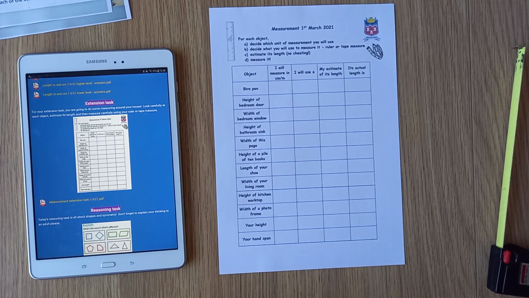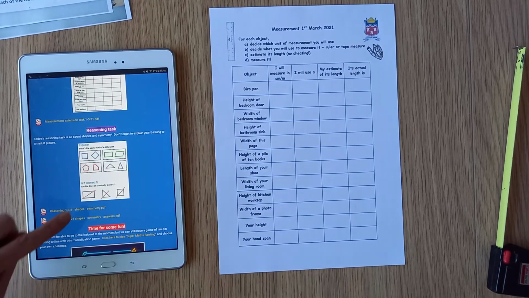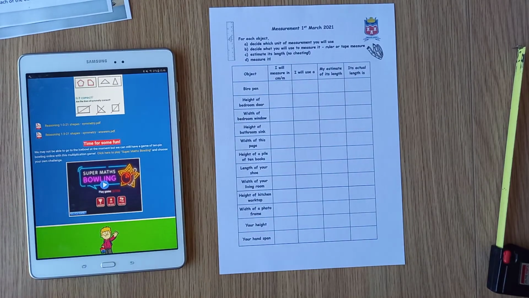Once you've had a go at your measure activities, then there's a reasoning challenge for you to have a look at. You've got some questions to do with some shapes, telling us what's the same and what's different, and also a symmetry question. And then today, why don't you finish off by going and playing a Super Maz bowling game. We may not be able to go to the ice bowl at the minute, but we can still play some 10-pin bowling online. And in this multiplication game, you can choose your level and have a bit of fun. Good luck.